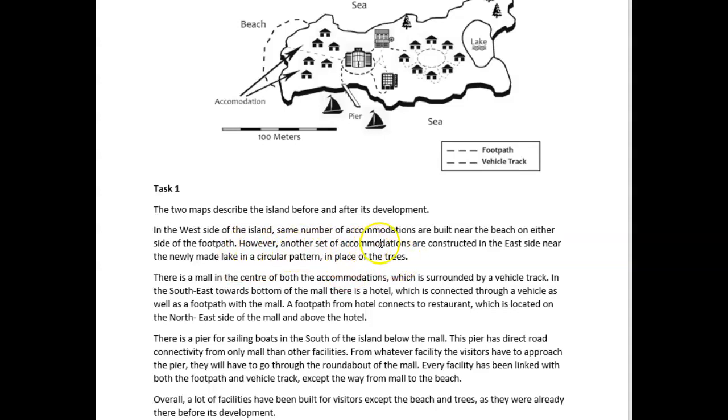So, however, another set of accommodations are constructed in a circular pattern in the east side near the newly made lake, where the trees used to be, or in the place of the trees, I guess would be okay. Okay, so you have to make sure that the order of your phrases and your syntax in general makes sense.